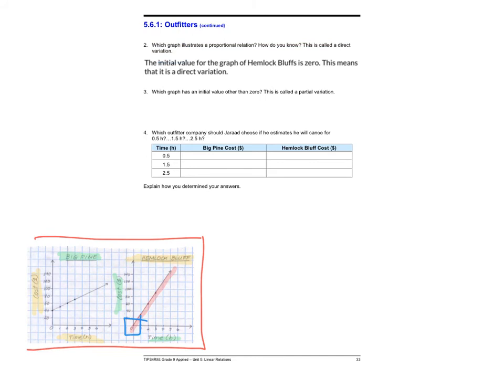So we make a statement to answer our question. In question 2, the initial value for the graph of Hemlock Bluffs is 0. This means that it is a direct variation. For question 3, which graph has an initial value other than 0? This is called a partial variation. Looking at our graph, Big Pine has an initial value of 40. This is not 0. If the initial value is not 0, it is a partial variation.